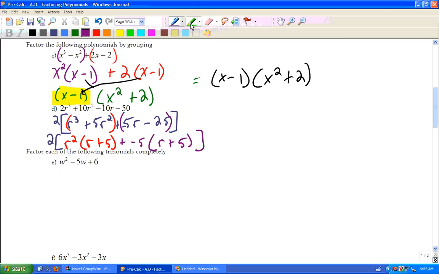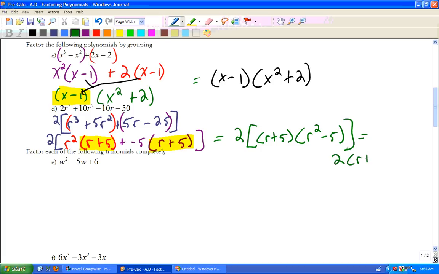What's nice is we have our little built-in check. Here it is, r plus 5, r plus 5. That expression is present in both of our terms, so we know we can use that as our greatest common factor now to pull it out. We're left with 2 times the quantity r plus 5, and our remainder is r squared minus 5. If you want to write that in a slightly neater form, you can drop the brackets, just have 2 times r plus 5 times r squared minus 5.